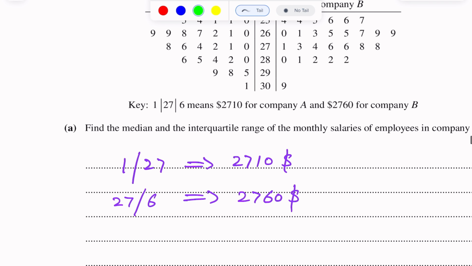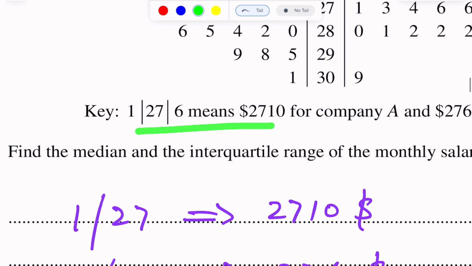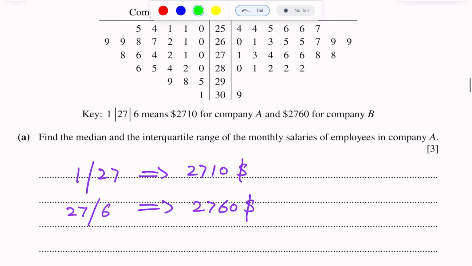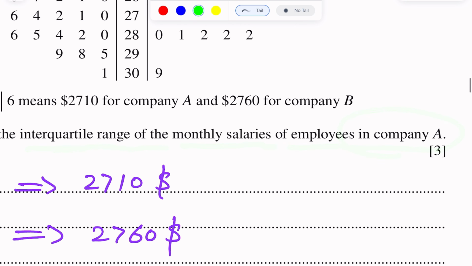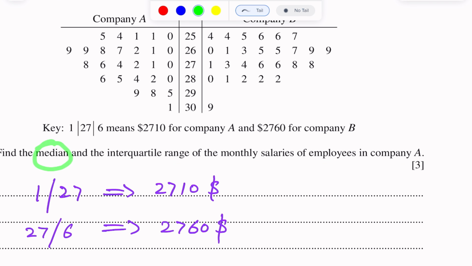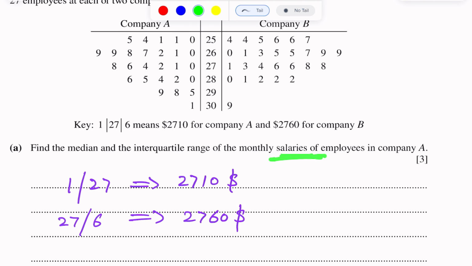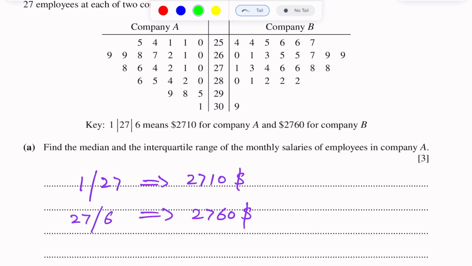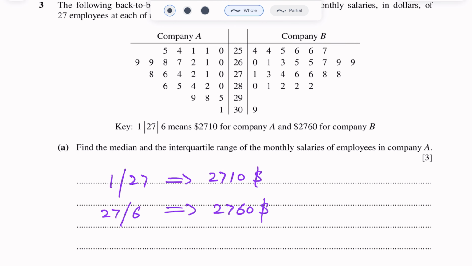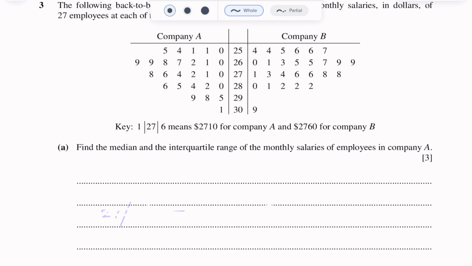Part A of this question is: find the median and interquartile range of the monthly salaries of the employees in company A. To find the interquartile range, we have to find the lower quartile and upper quartile. Then we will subtract to find the interquartile range. So first, we will find the median.